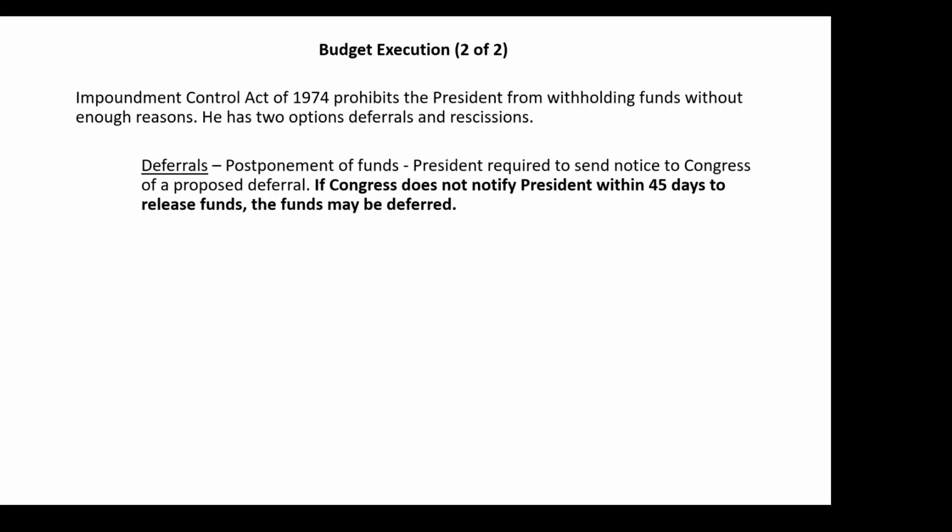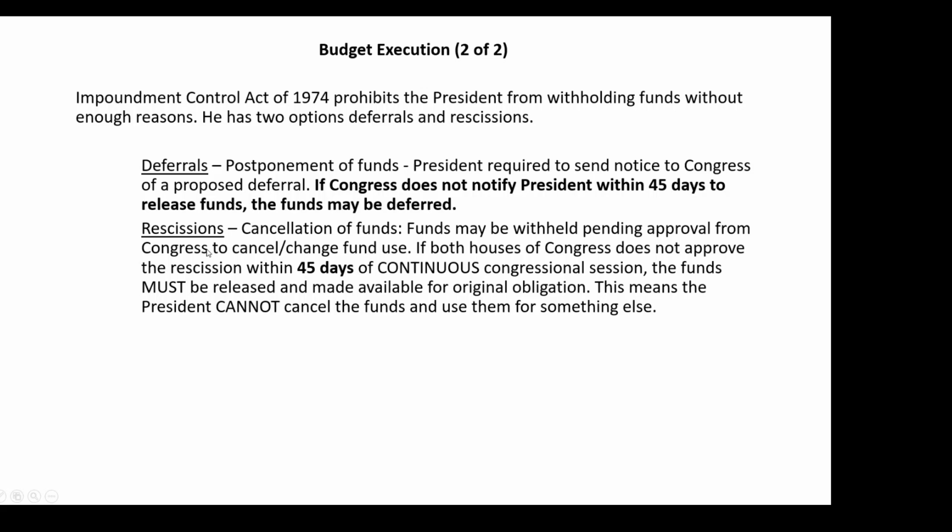So in part of budget execution, the Impoundment Control Act prohibits the president. They cannot withhold funds without enough reason or approval from Congress. So you have deferrals, where the president has to request postponement of funds. And if Congress does not notify the president within 45 days that he can hold the funds, then he has to release the funds within 45 days, back to what they were approved for.